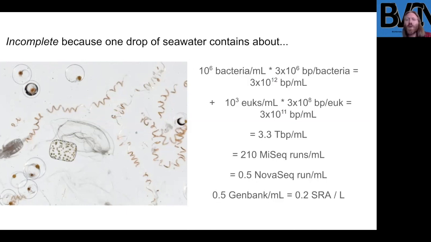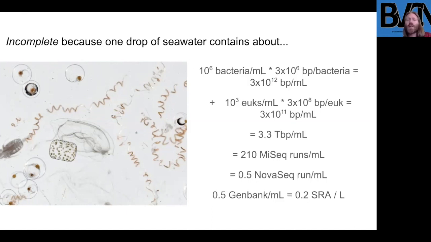In that same drop of seawater, you'll have something on the order of 10 to the 3 eukaryotes, so protists, diatoms, dinoflagellates, things like that, and we'll give them an average genome size of 300 million base pairs. So if you add those up, most of the DNA there is in the form of bacteria. We could also add viruses, but they add a relatively small amount because most of them are quite small. So on average, you might have something on the order of 3 tera base pairs per milliliter of seawater.